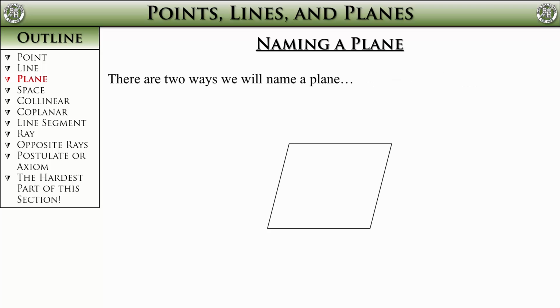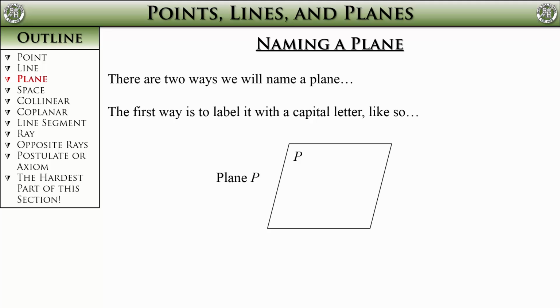Just like a line, there are 2 ways to name a plane. The first way is to label it with a capital letter, just like a point. With this plane now labeled, I can call it plane P. That's the first way to name a plane.